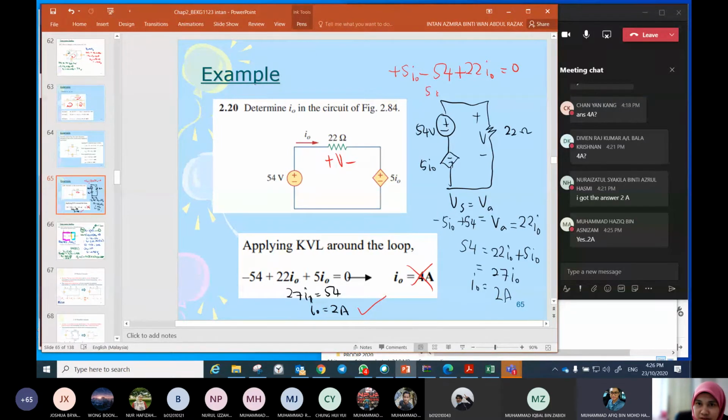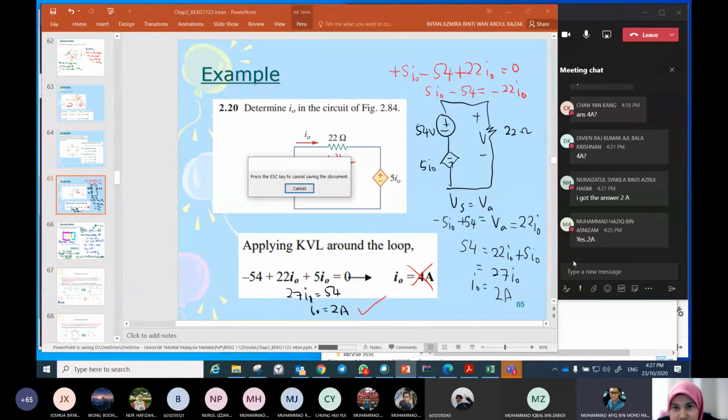If you take 5 I naught minus 54 and you want to put equal to, then this will be minus. Why is it minus? Because its first sign is positive. Yes, this is positive. Positive 22 I naught equals 0. And then this is the normal solution of the equation, right? 5 I naught minus 54 equals minus 22 I naught. Okay, so I understand. We have to consider equal to 0 also.